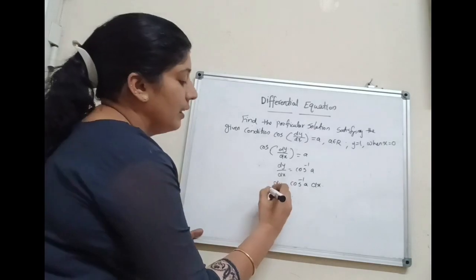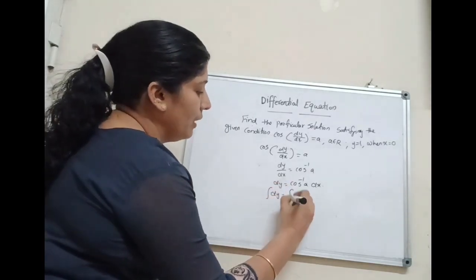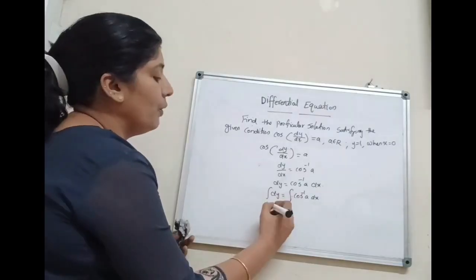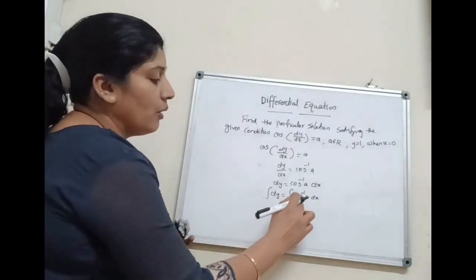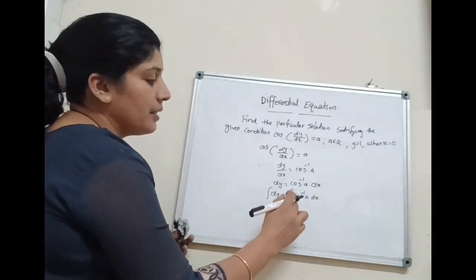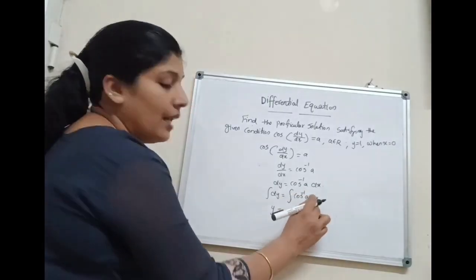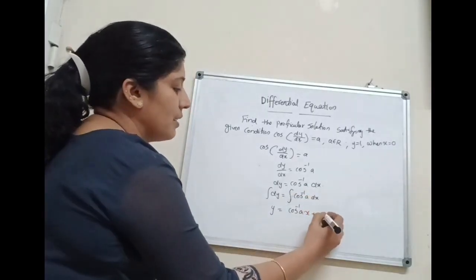Integrate on both sides. Therefore, integral dy equals integral cos inverse of a dx. The integral of dy is y. Then for integral cos inverse of a dx, cos inverse of a is a constant. Therefore, it is cos inverse of a into integral dx, that is x plus c.